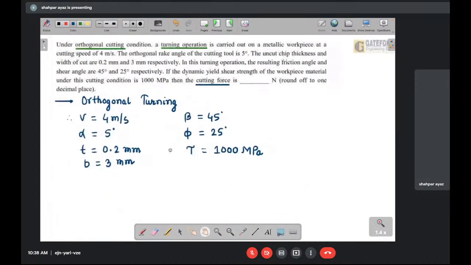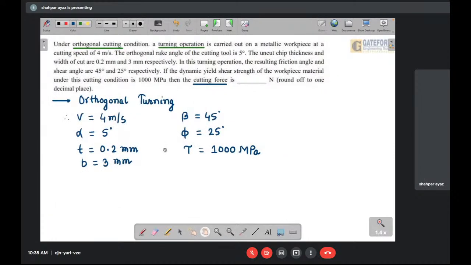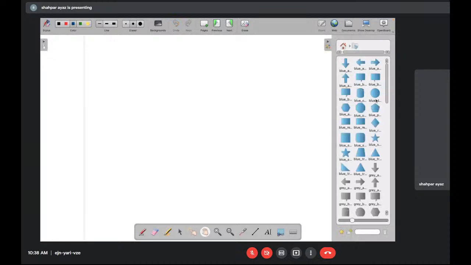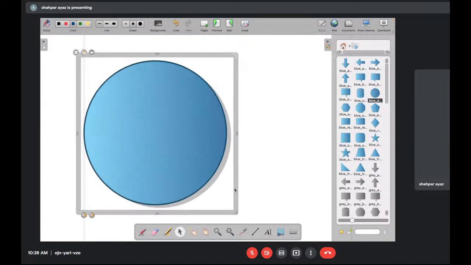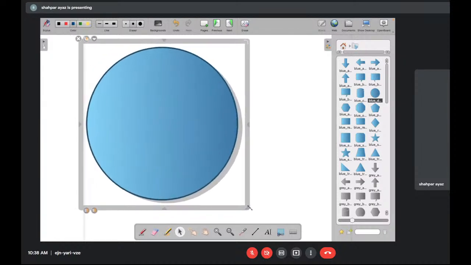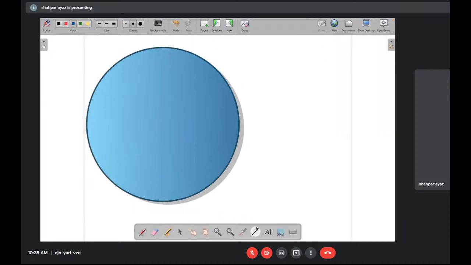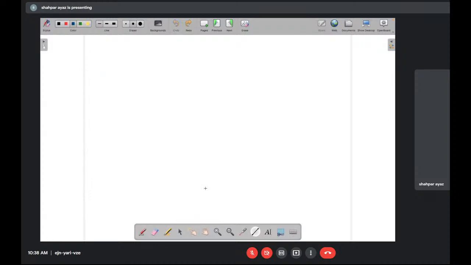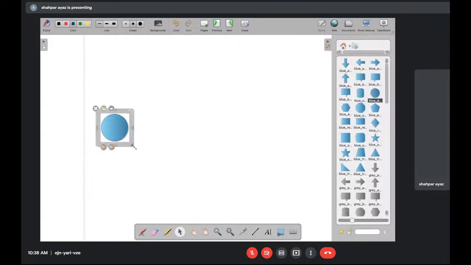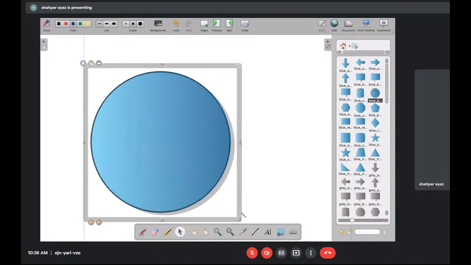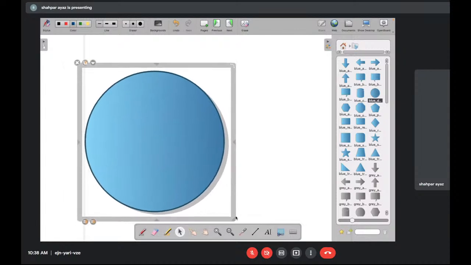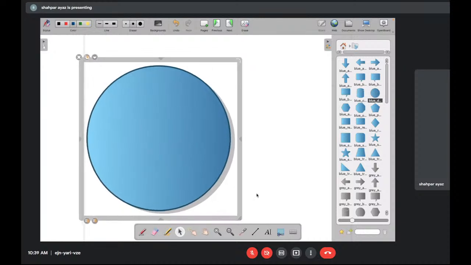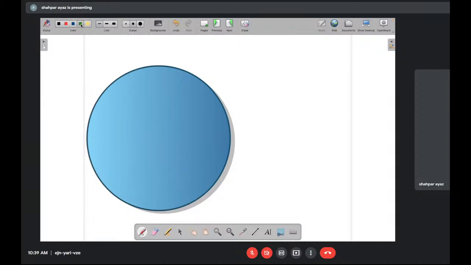So first of all, to find out the cutting force, we have to draw the merchant circle. You know very well how to draw the merchant circle. Suppose this is a circle, and this is your tool. The tool is like this.